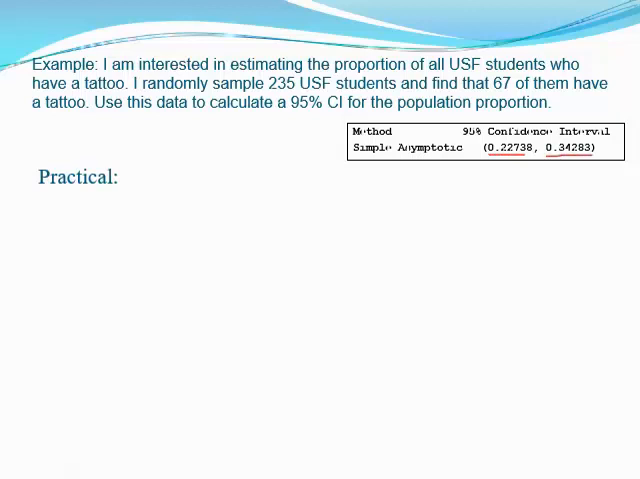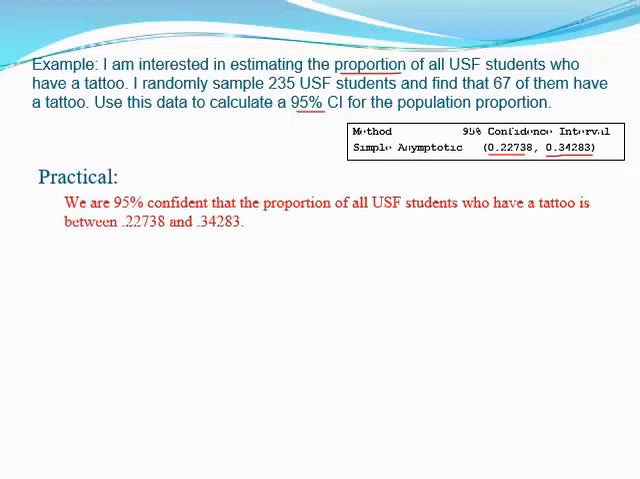What's the practical interpretation? Well, we think the proportion's in there. Except we do better than that. We think, well, we're 95%. We lead with our confidence, right? We're 95% confident that the proportion of all USF students who have a tattoo falls between those two numbers. It's the same way we interpret any confidence interval. It's the confidence level, it's the parameter, it's the values.